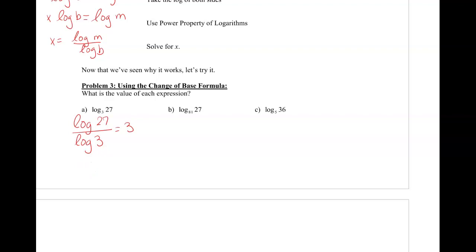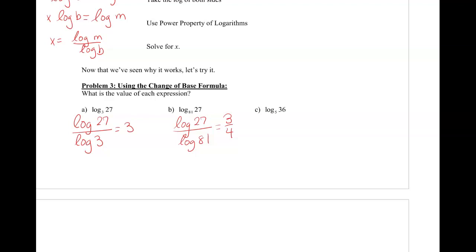Alright. Log base 81 of 27 can be rewritten as log of 27 divided by log of 81. Typing that into a calculator, we should see that we get 0.75, which hopefully we know that as a fraction is 3/4. Alright, and then finally I've got log base 5 of 36.